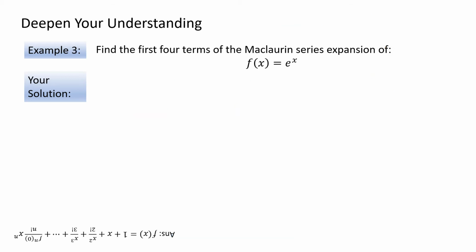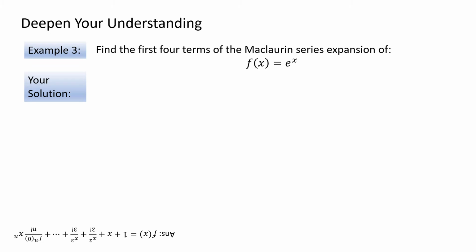Okay, so our third example, again, I'm trying to show you how different functions can be expressed in terms of the Maclaurin series. You're going to see that sine of x from our last example and e to the exponent x in this example will both be showcased in the second half of this lesson when we talk about some of these typical functions, I'll call them, that we see often. So in this example, find the first 4 terms of the Maclaurin series expansion for f at x equals e to the x.